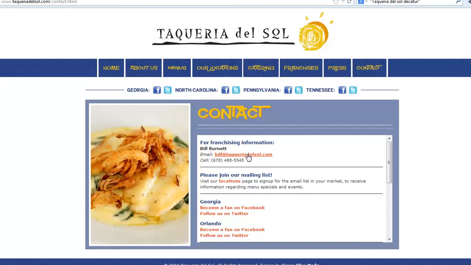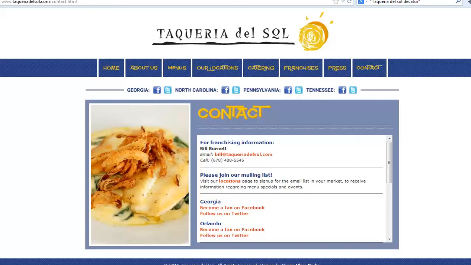Because if Bill's handling franchising information, that means he's not an idiot. Okay? He's capable of getting your information to the right person. So I would send this to Bill, and then I'd call him, just like I told you to with the realtors, and say, "Hey, Bill, I may not be talking to the right person, but..." Okay, that's how you would do that.